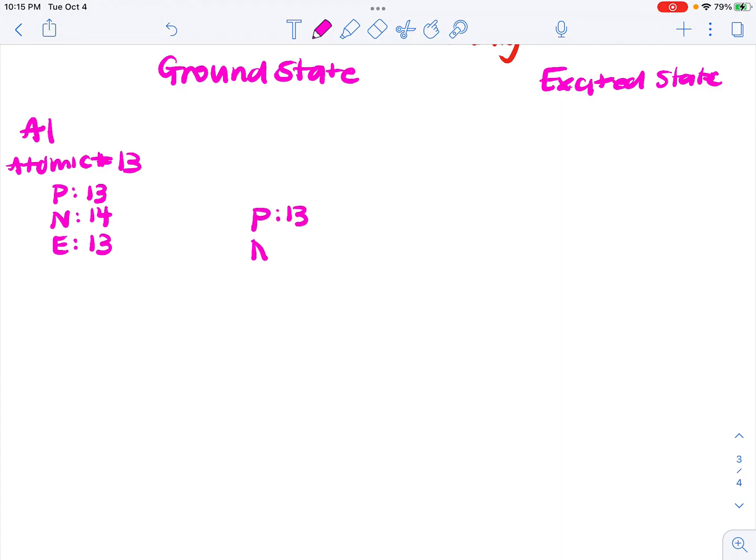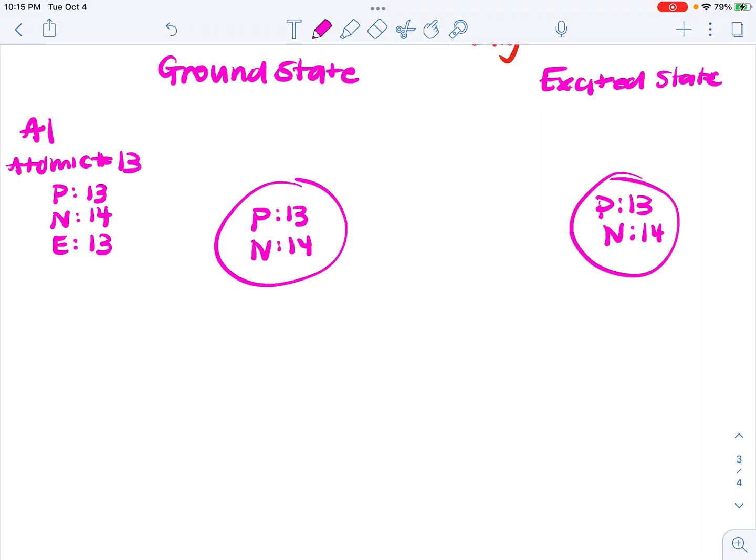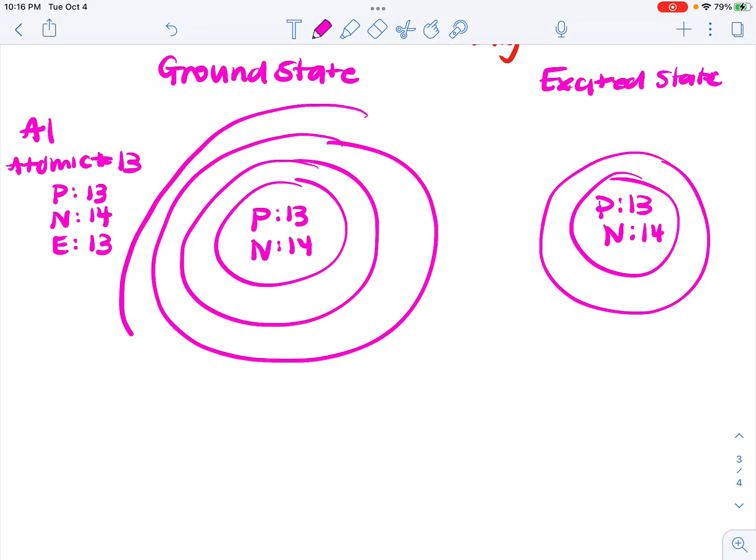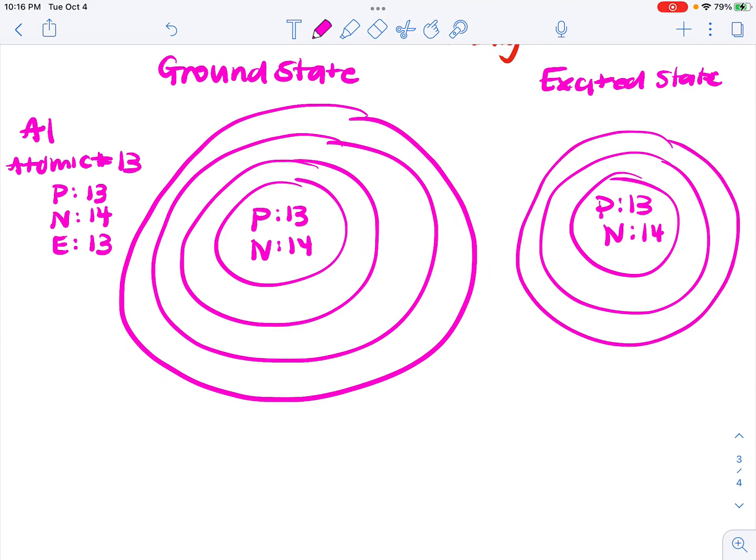So again, I'm going to put the protons and the neutrons in the nucleus where they belong, and I'm going to go ahead and draw the excited state as we go through this. Our first energy level, our second energy level, and I'm going to go ahead and draw the third one, just because I know that there's 3.